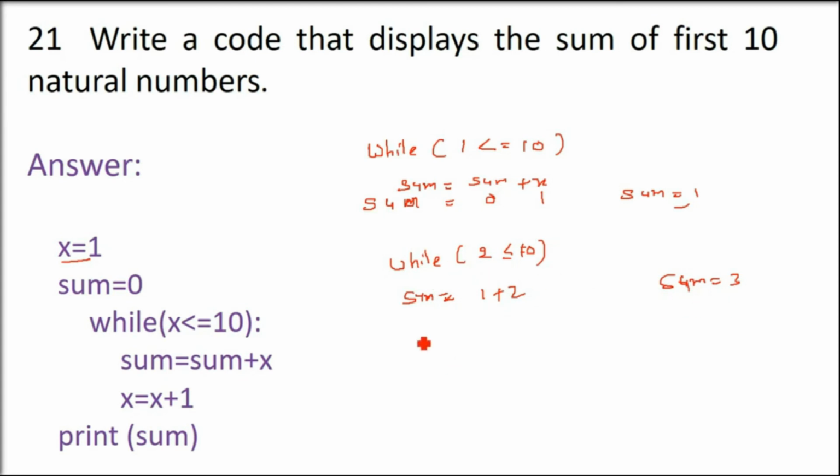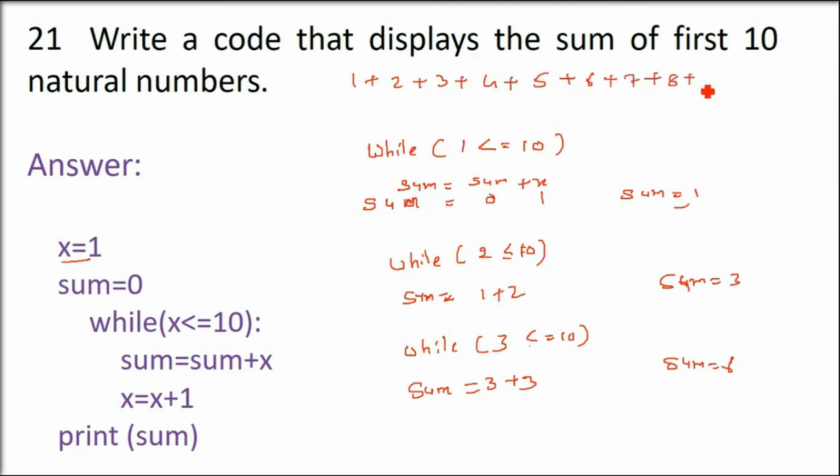Now x has become 3, x equals x plus 1. So 3 is less than or equal to 10. Now what will sum be? Sum was 3 after the second iteration. At the third iteration, it will be 3 plus 3, since x has become 3. So sum has become 6 after 3 iterations. This is how 1 plus 2 plus 3 plus 4 plus 5 plus 6 plus 7 plus 8 plus 9 plus 10 are finally all added, and that will be the result.